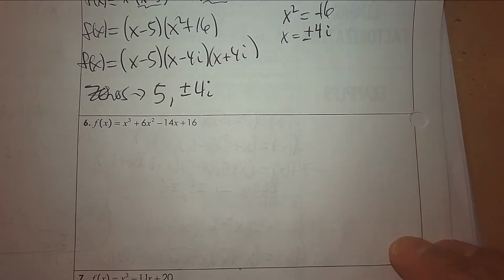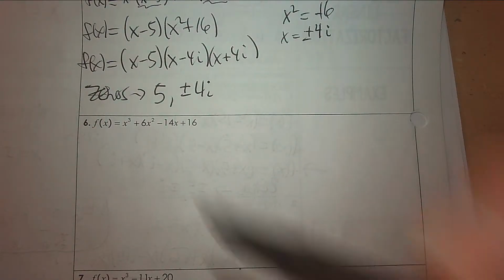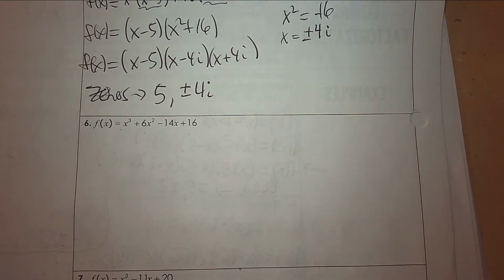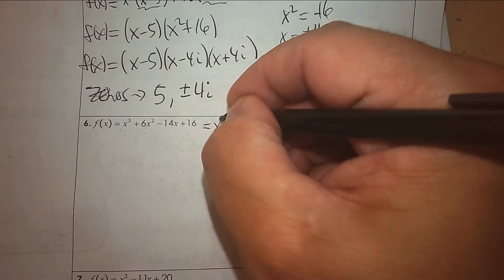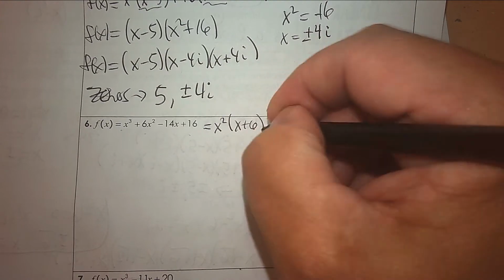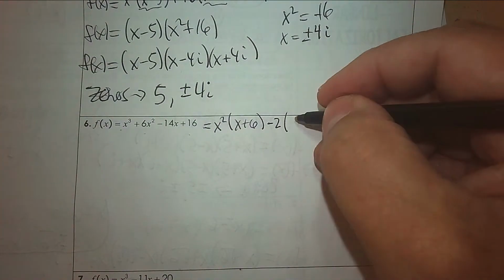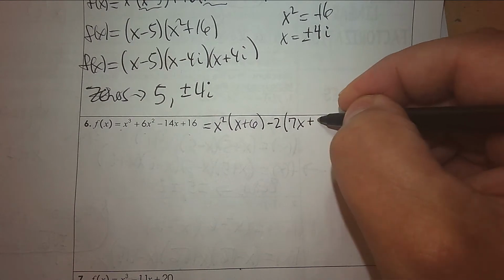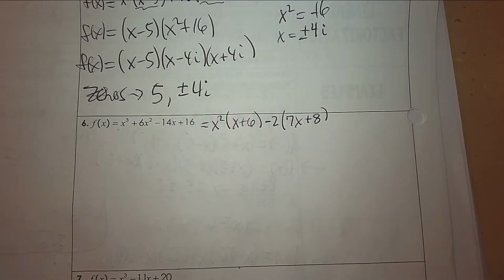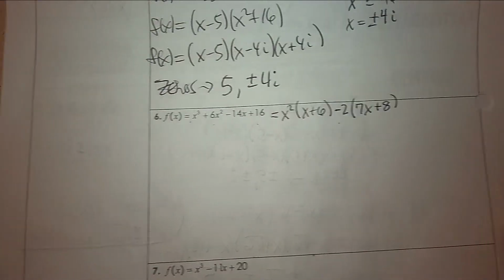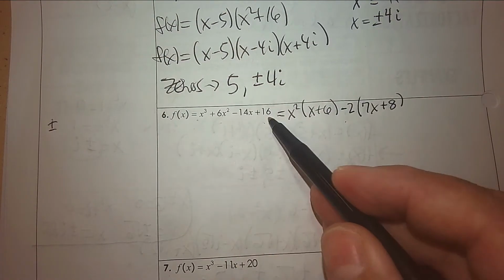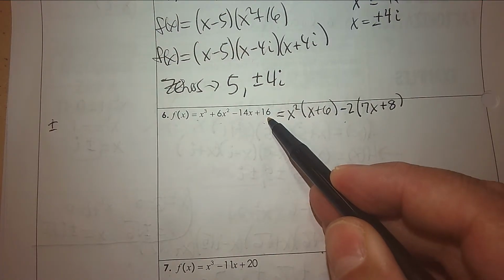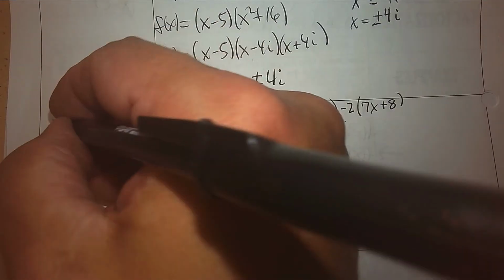So what should you do first? We have 4 terms. You should at least try. Can you factor by grouping? If I try, I'll try with you. X squared, x plus 6, negative 2, 7x plus 8. What's wrong? They don't match. So can you factor by grouping? What we have to do, unfortunately, is the rational zero theorem. The good news is I only have to look at the caboose there at the end. What are all the numbers that go into 16 evenly? We'll write them down.